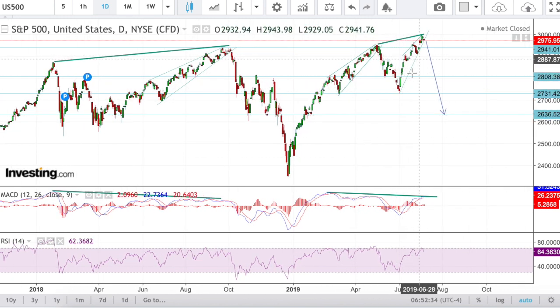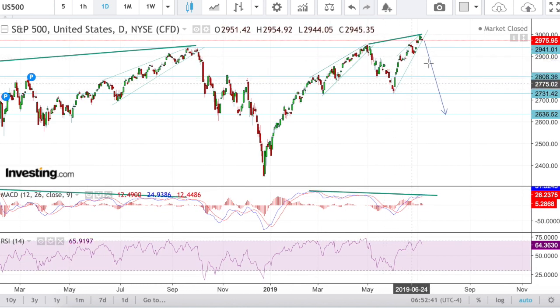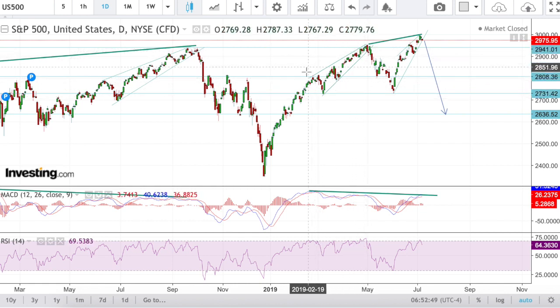So you can see I drew this uptrend line here. This is the latest uptrend that we have had in the S&P 500. The last one was right here, and if you remember, I actually made videos on this. We spotted the divergence on the MACD right here.